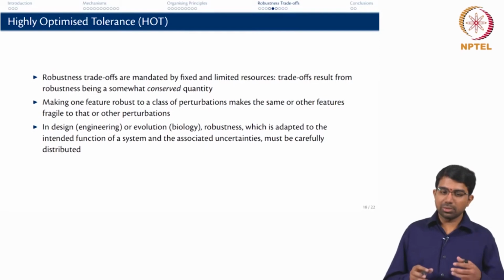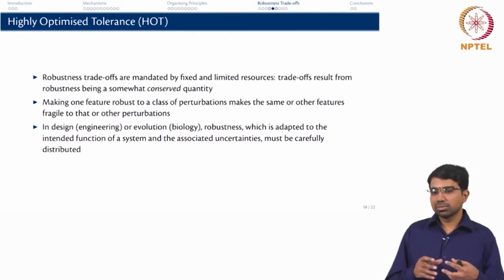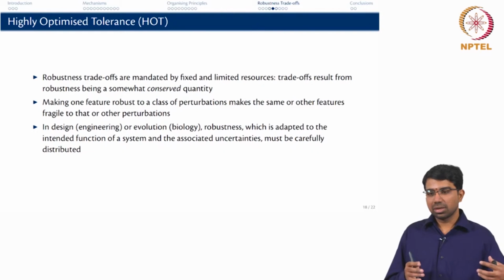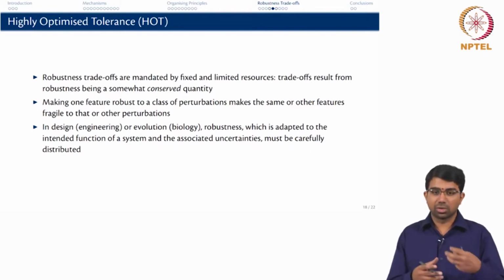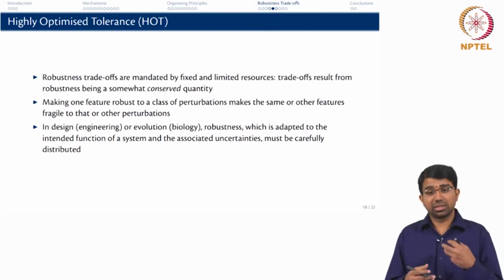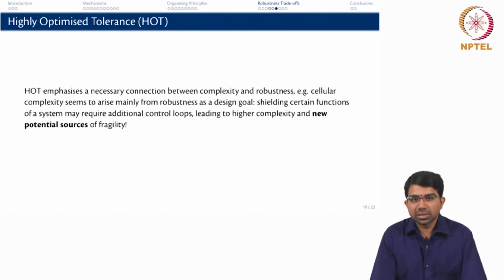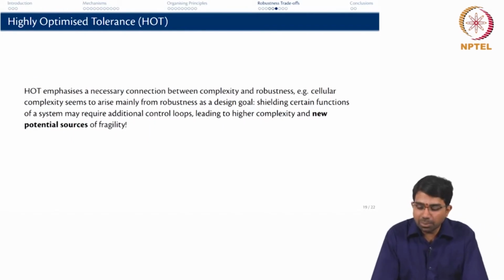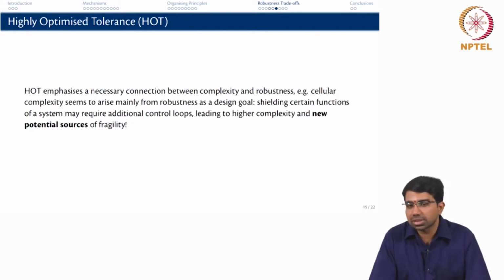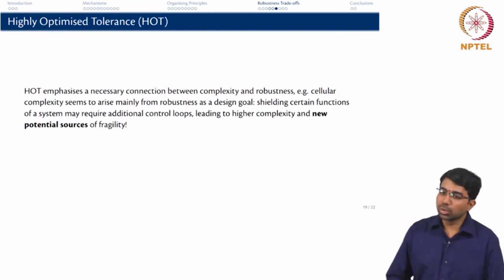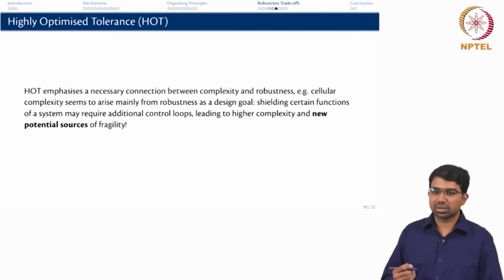So, you need to make sure that the core of a system is sufficiently guarded, sufficiently controlled, with sufficient redundancy in the core as well. Highly optimized tolerance emphasizes a necessary connection between complexity and robustness, and cellular complexity seems to arise mainly from robustness as a design goal. If you could have a very simple system that performs the same function with maybe half the number of genes, but if you look at say E.